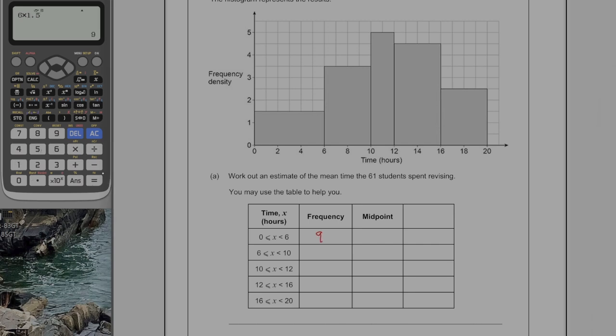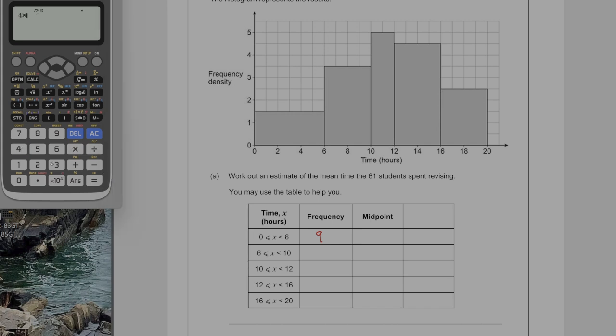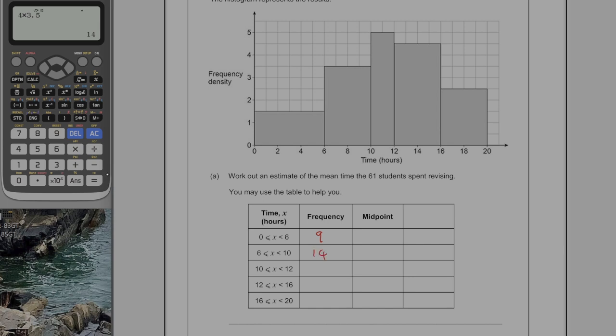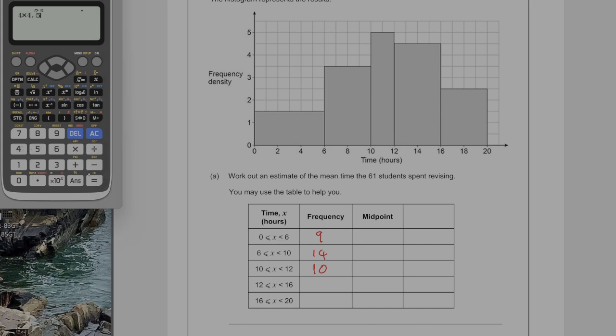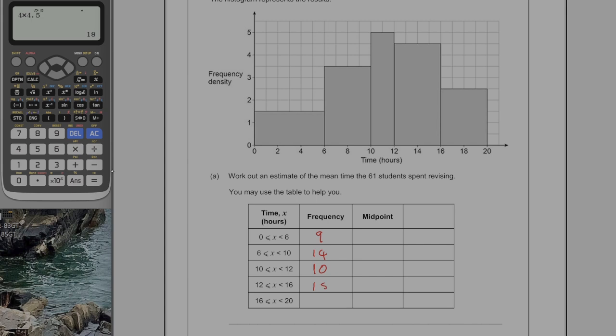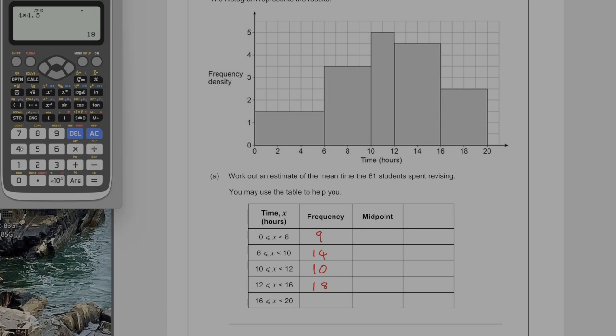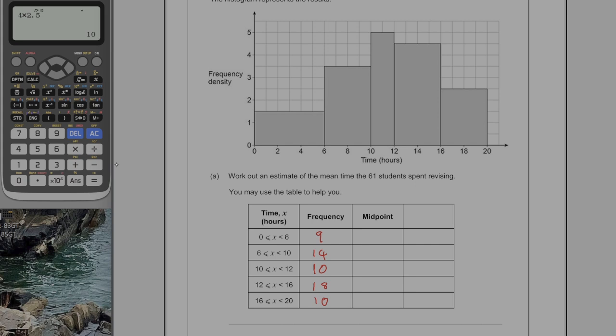This one is 4 times by 3.5, 14. This one is 2 times by 5, which would give us 10. This one is 4 times by 4.5, which is 18. And then our final frequency is going to be 4 times by 2.5. So 10.